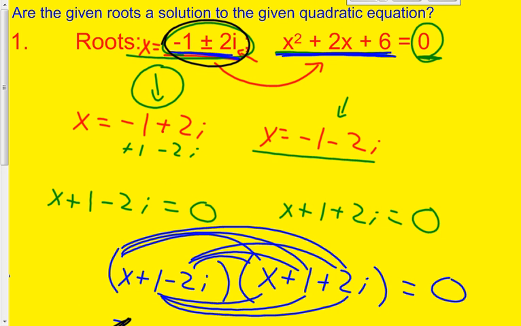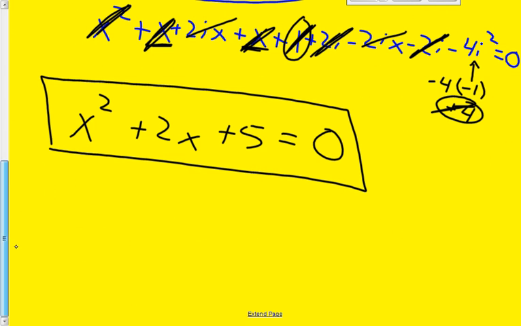are the given roots the solution to the given quadratic equation? We need to see x squared plus 2x plus 6. Is that what we see? x squared plus 2x plus 5. So it's slightly different. So now we say, no, those given roots are not the zeros of our function written up top. They have to be exactly the same for us to put a yes there. So our answer is no.